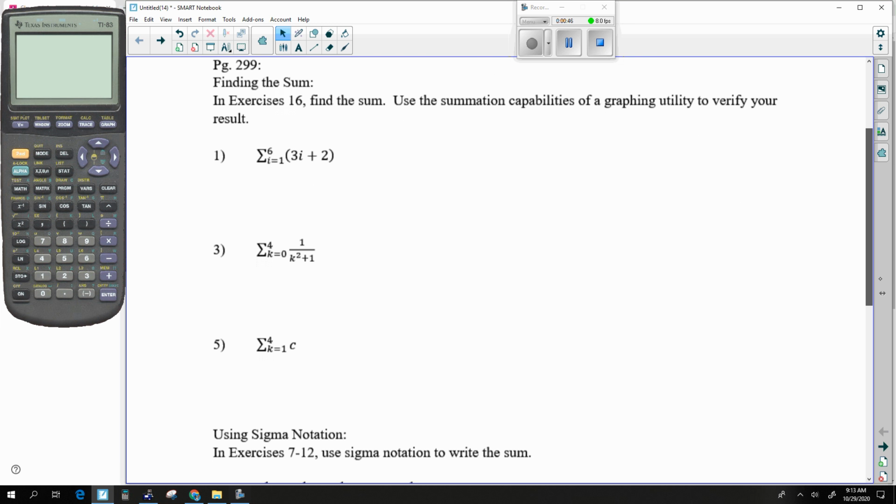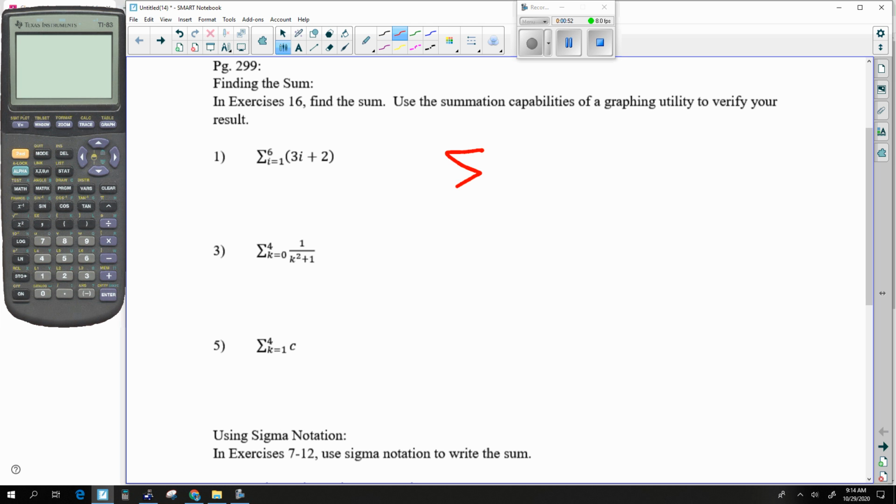Okay, so this is a summation. Before we get to these problems, this is a Greek letter, sigma. And what sigma does is it adds things up.